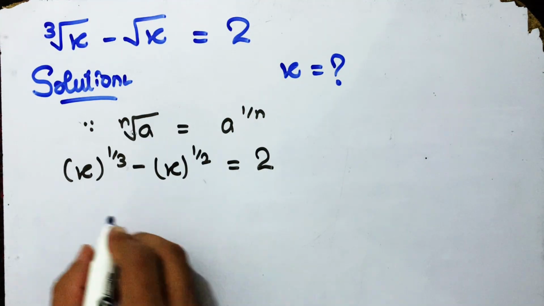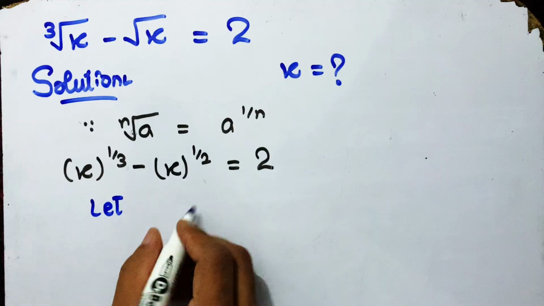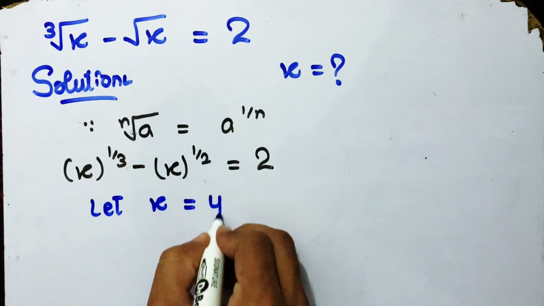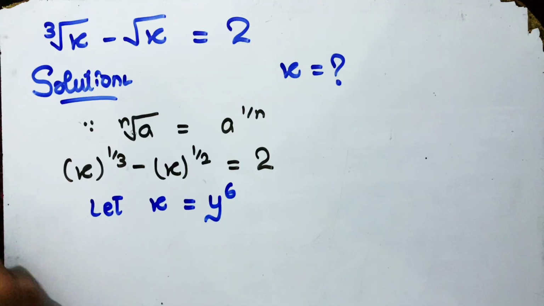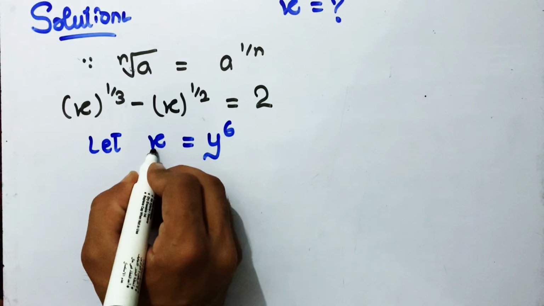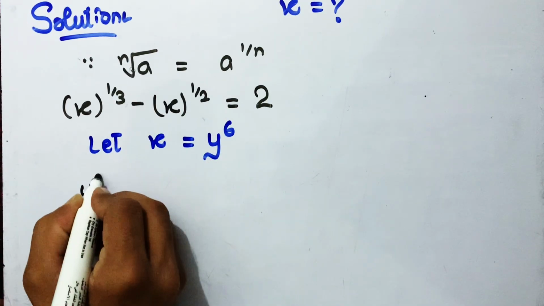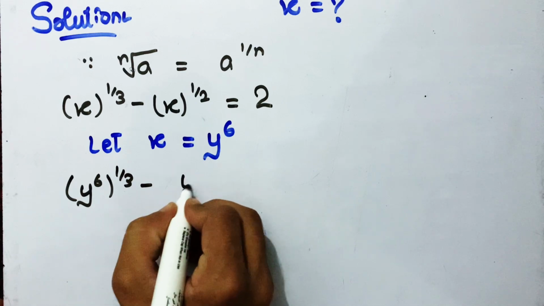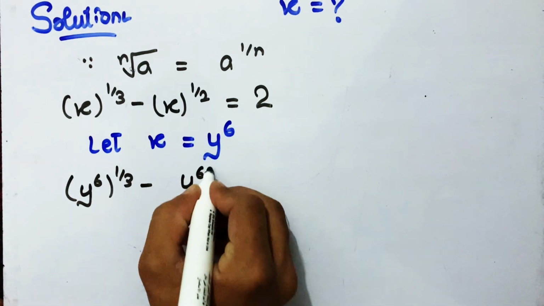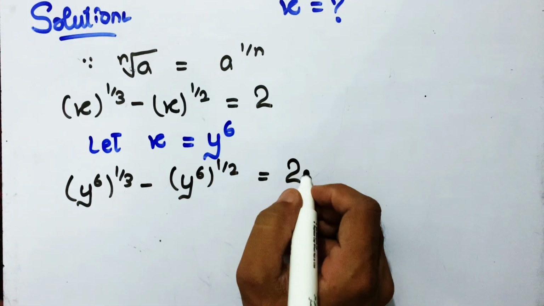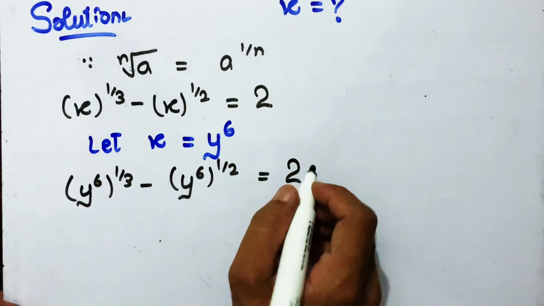So now, let x be equal to y to the power of 6. Now replace x with y to the power of 6: y to the power of 6 to the power of 1/3 minus y to the power of 6 to the power of 1/2 is equal to 0.